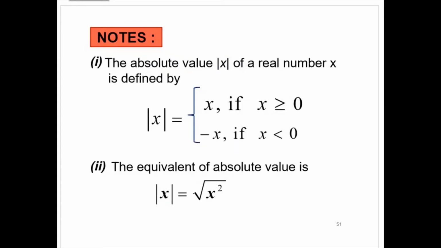Note, the absolute value |x| of a real number x is defined by a piecewise function: x if x is greater than or equal to 0, and negative x if x is less than 0. So please remember that |x| can be written as this piecewise function. Number 2, the equivalent of absolute value is also |x| = √(x²).